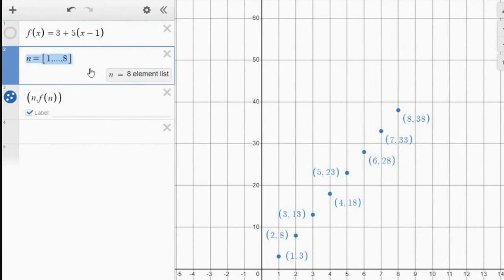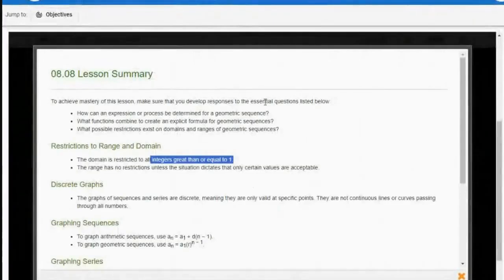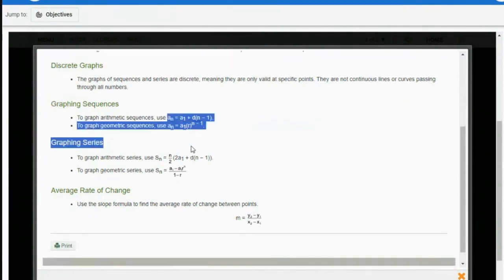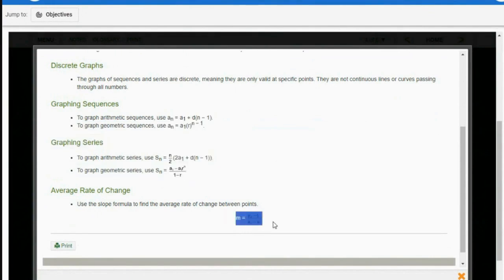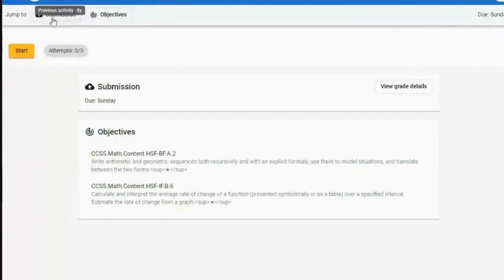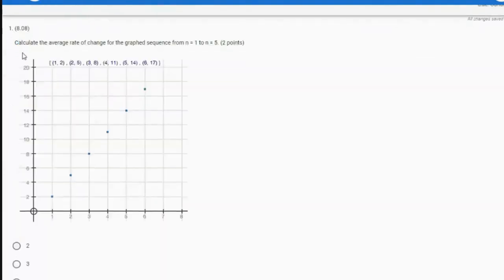Because we know that we're limited starting at 1, we can't have a 0th term. So Desmos just graphs what we tell it. All right. The graphs are discrete, meaning they're not connected. They're not continuous because it's only valid at specific points. There's the formulas for graphing sequences, graphing series, and the average rate of change formula. So let's look at the lesson that goes with the assignment that goes with this lesson.